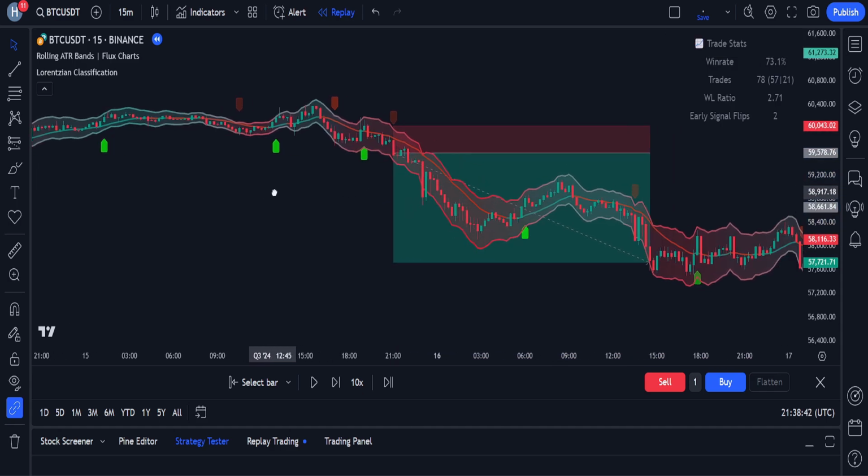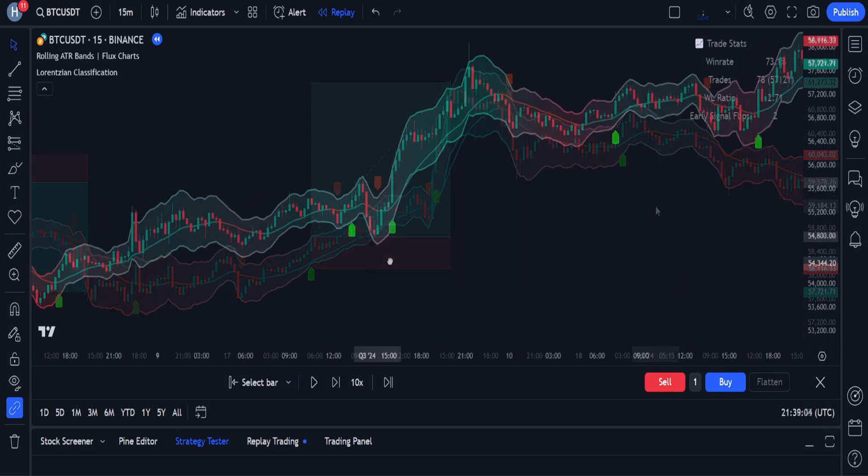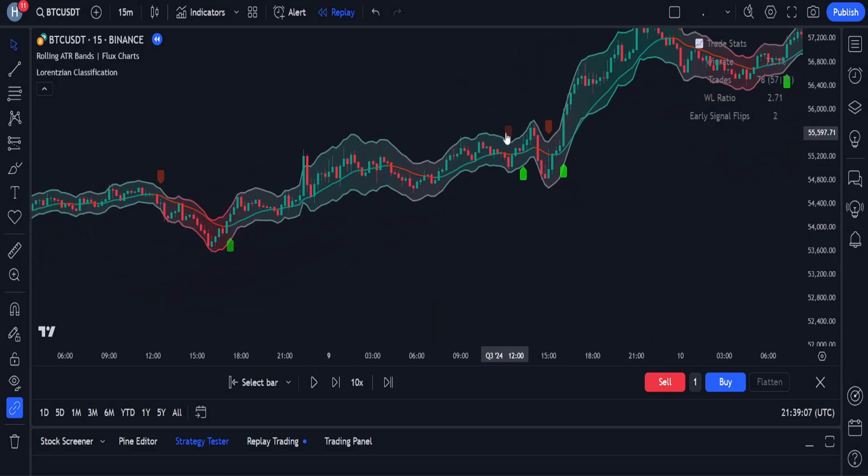Any signal that is not according to the trend will be denied. For example, this sell signal here is not valid because the bands are green in color and showing us that the market is in an uptrend.